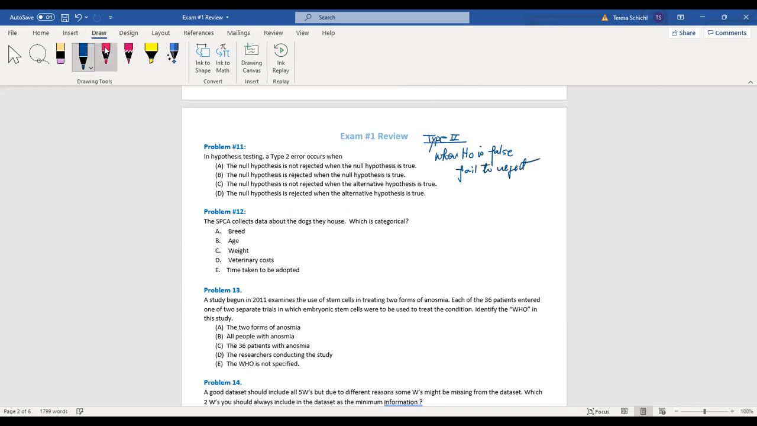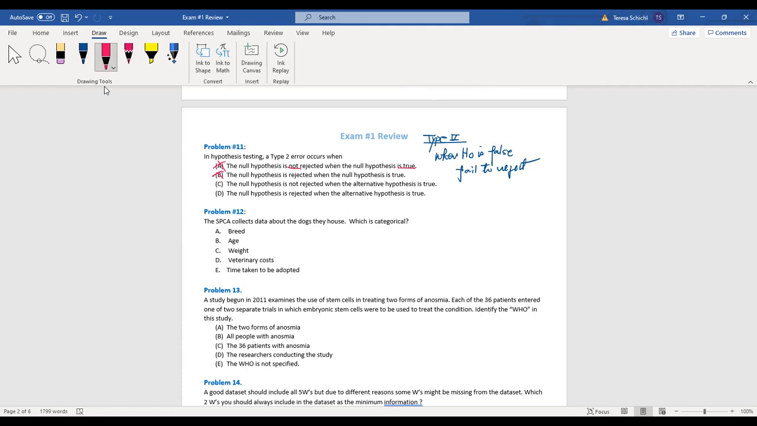Okay, so let's see which one is left here. The null hypothesis is not rejected when the null hypothesis is true. No, it's not this one, right? We said the null hypothesis is false. The null hypothesis is rejected when the null hypothesis is true. No. The null hypothesis is not rejected when the alternative hypothesis is true.